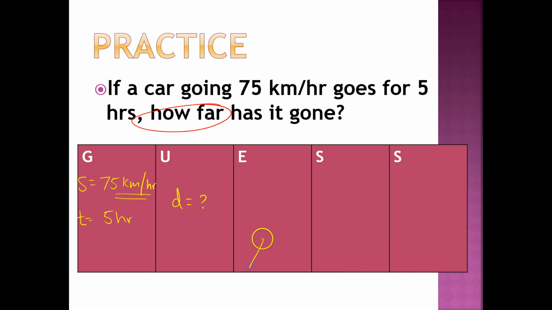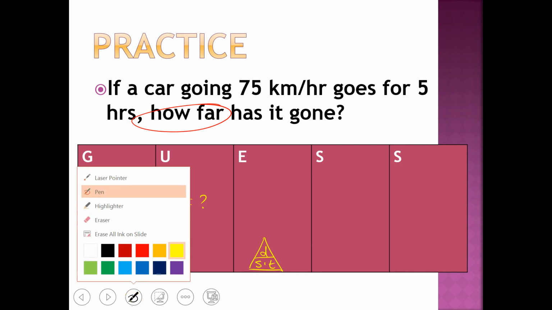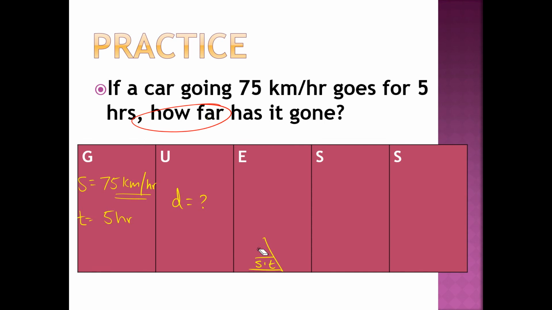Now, the equation for distance. Let's think about that triangle again. If I take and erase the unknown, that means I'm erasing the distance. What do I have left? What I have left is speed times time. So my equation is distance equals speed times time. So for this one, you're multiplying. As we write this out, it should say distance equals 75 kilometers per hour times 5 hours. And 75 times 5 is distance equals 375. Now what units would I use here? Well, in this case, the hours cancel out and we're left with the distance unit of kilometers.